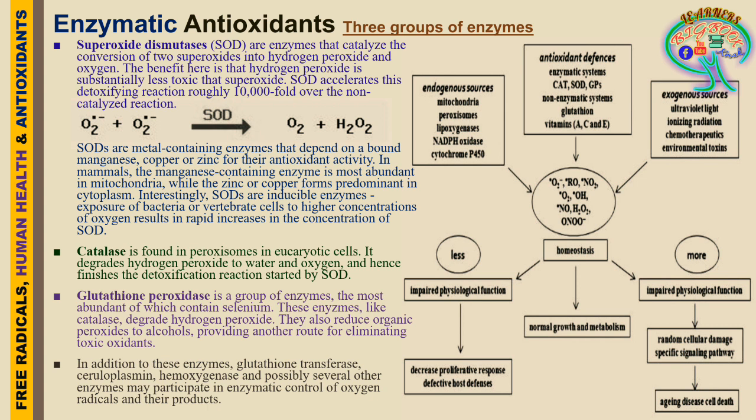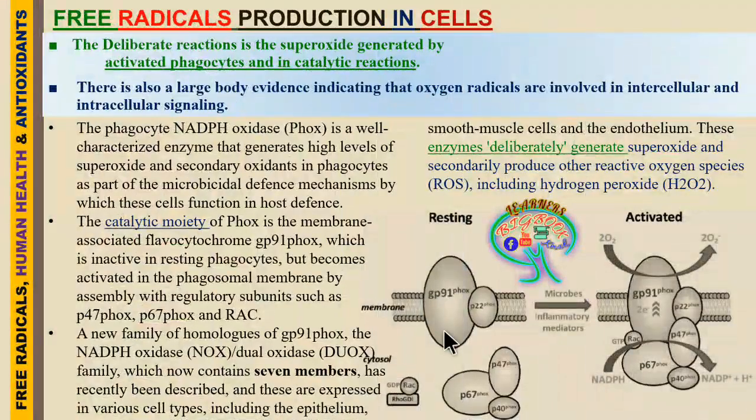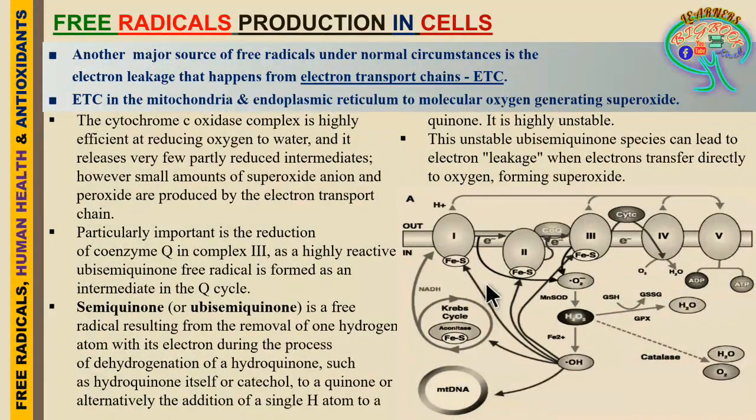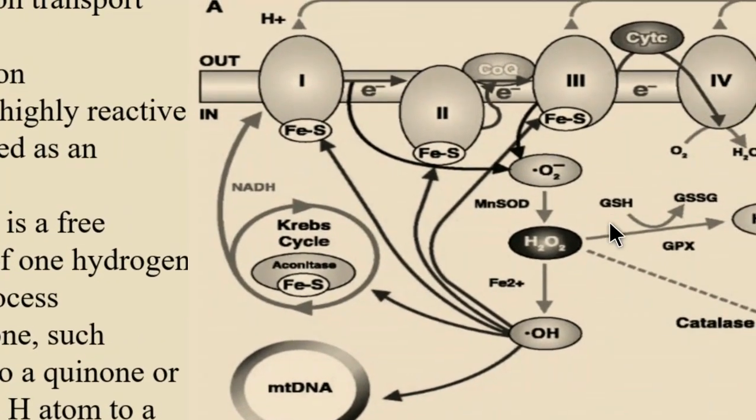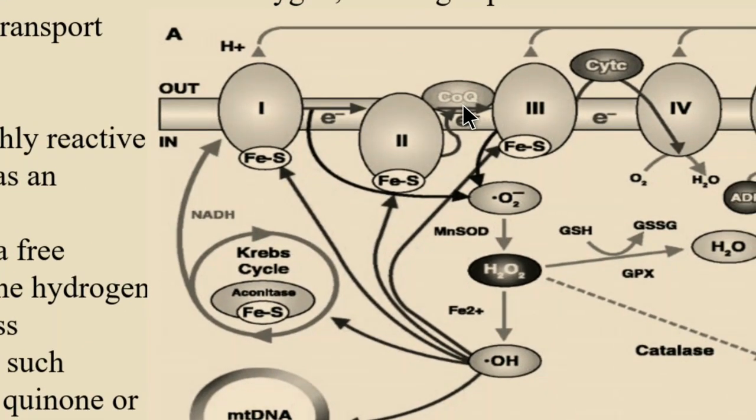Let me show that slide also, so that you can understand the interaction of this particular explanation. Now here you can see that in this reaction we have spoken about the action of the superoxide dismutase, where the superoxide will be converted to hydrogen peroxide. Okay, and also we have spoken about the electron transport chain. Here you can see in this diagram the formation of the superoxide, from coenzyme Q.